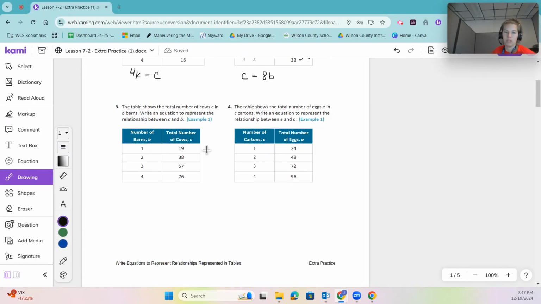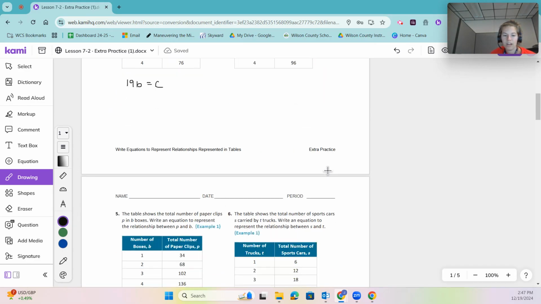Now this one here, let's take a look. 1 times 19, 2 times 19. Oh, that works. 19 times 2 is 38. 19 times 3. Again, this is changing by 19 and by 1 each time. But again, you would divide 19 divided by 1 and see it's the same throughout. So B is being multiplied by 19 in order to get C for that one. You can try number 4 on your own there.